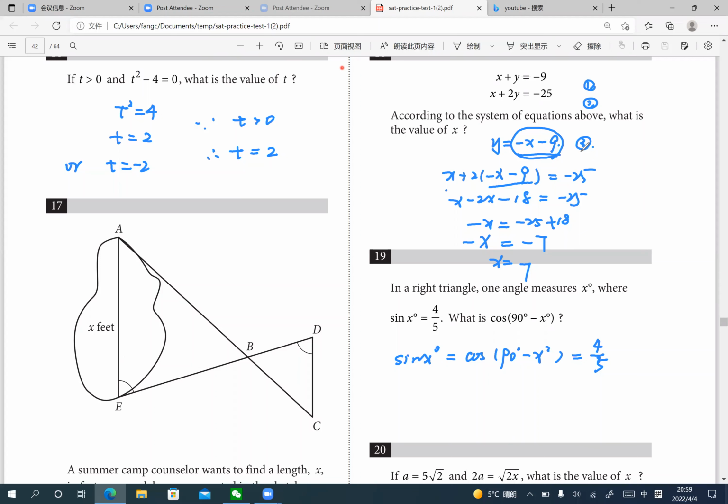Next question. Question 19. In a right triangle, one angle measures x degrees, where sine x degrees equals 4/5. What is cosine of 90 degrees minus x degrees? According to the cofunction identity, we know sine x degrees equals cosine of 90 degrees minus x degrees. And sine x degrees is equal to 4/5. So cosine of 90 degrees minus x degrees also is equal to 4/5. So for question 19, the value of cosine of 90 degrees minus x degrees is 4/5.